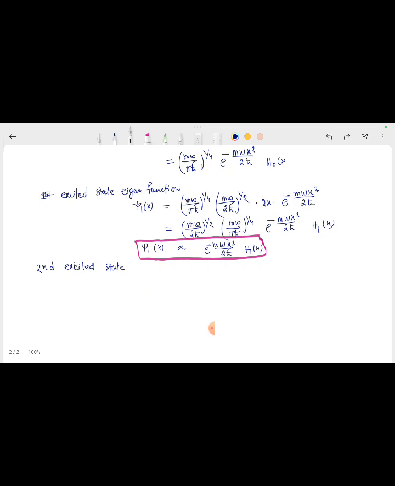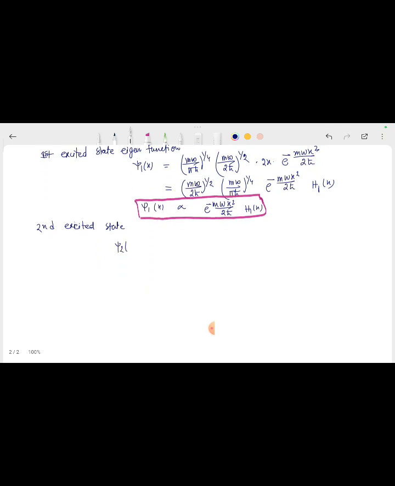In a similar form, for the second excited state, psi_2(x) is directly proportional to e^(-m omega x^2 / 2h-bar) H_2(x), and so on. We just remember up to the second excited state for our example purposes. These three eigenfunctions are very important: ground state, first excited state, and second excited state.